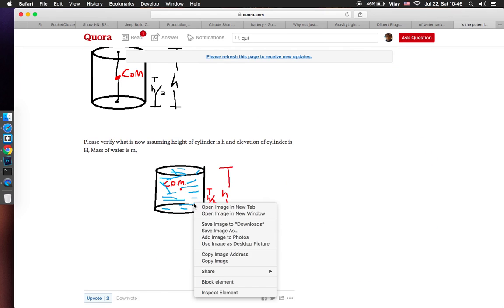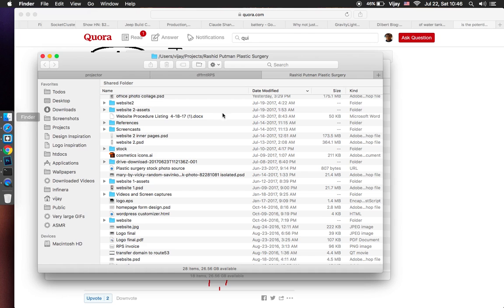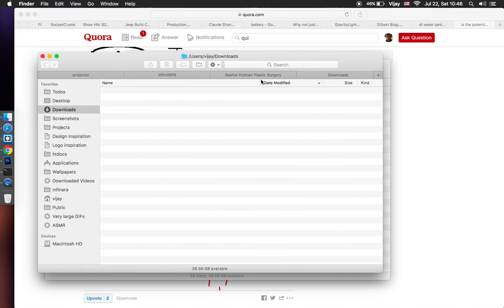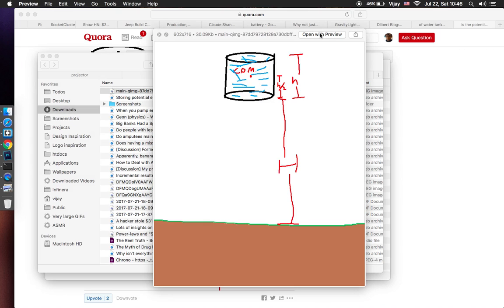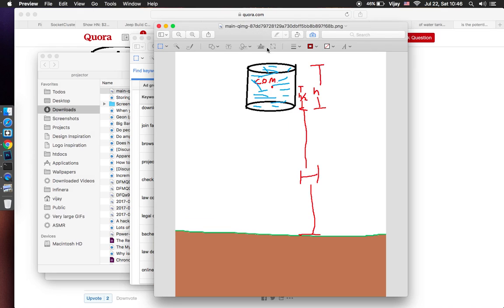So let me save it to downloads. Let me just open it up and open it up with preview. Alright, so here what happens is I have, let me take this guy. Oh no, where's my pencil? Do I not have a pencil? No, alright. Let me just use this line then. Oh, damn it. So, this is the pencil.